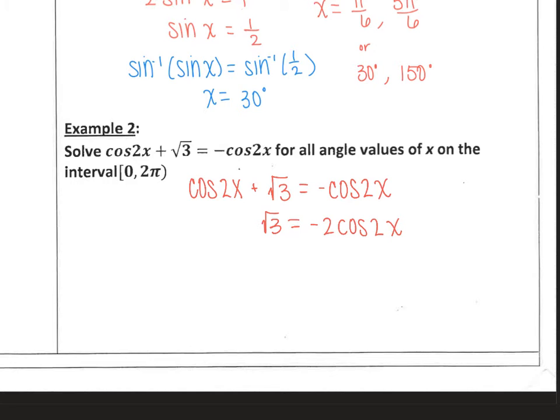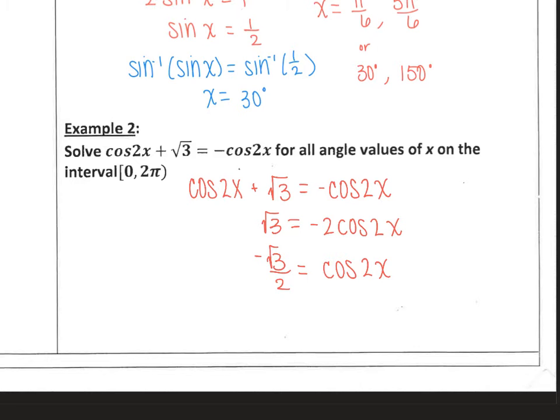So if you have cosine of 2x and a negative cosine of 2x, when you subtract, now you have -2 cosine of 2x. We're going to divide by our -2. So now we have -√3/2 equals the cosine of 2x. So we do have values where the cosine is -√3/2.